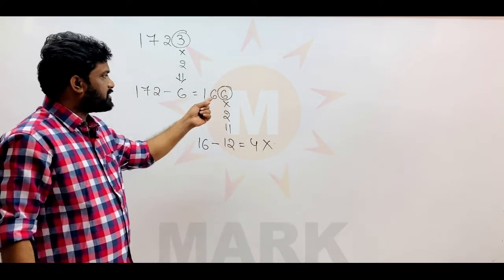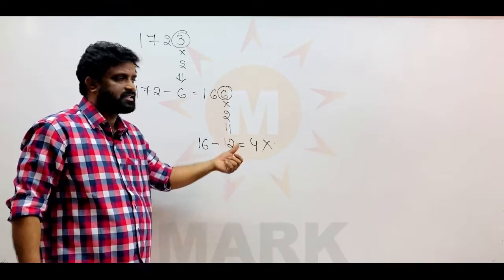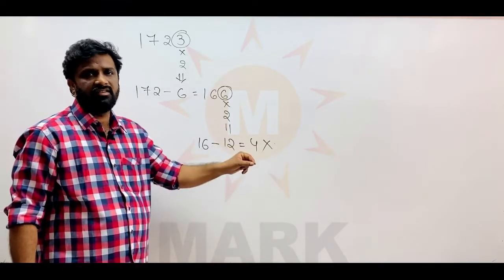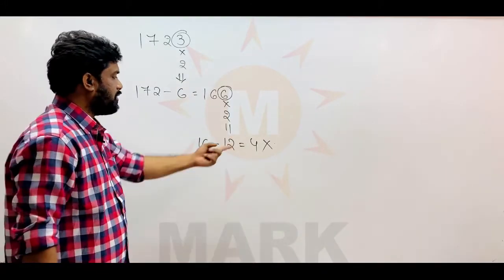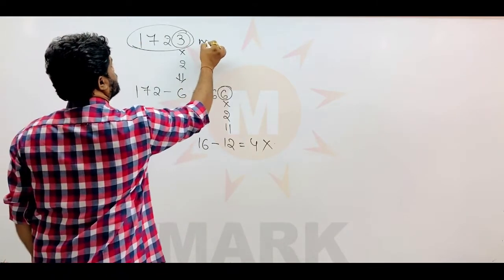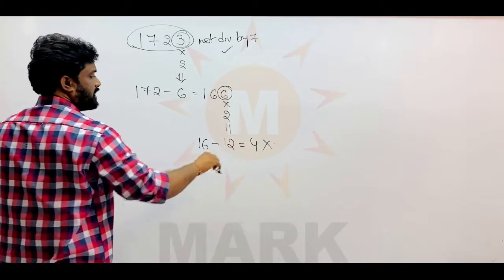If you are not satisfied with the 3-digit or 2-digit numbers, you can continue this process on the results until you get a single-digit number. If that single-digit number is 0 or 7, then only the entire number is divisible. Now you are getting 4 here. So that means 1723 is not divisible by 7, because we are getting 4 here.